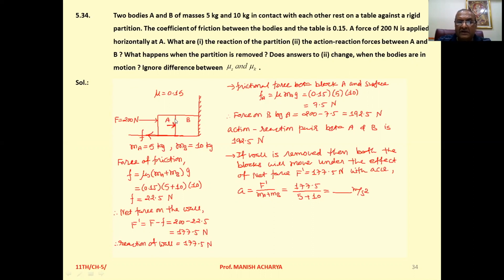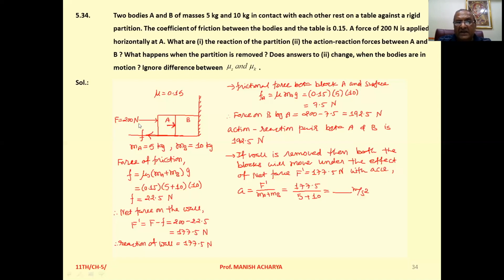Second thing, the action reaction forces between A and B. Clear? So here at this particular surface, we have to calculate the net force exerted by A on B. For that we have to calculate the friction between A and the surface. So frictional force between block A and the surface, that is Fa equal to mu into normal reaction of A, that is Ma into g. So 0.15 into 5 into 10, it will come to 7.5 Newton.